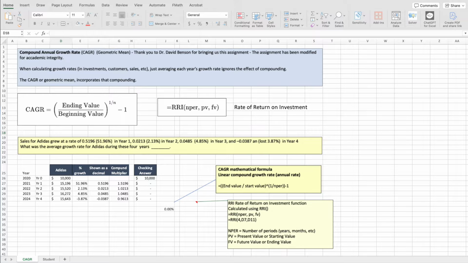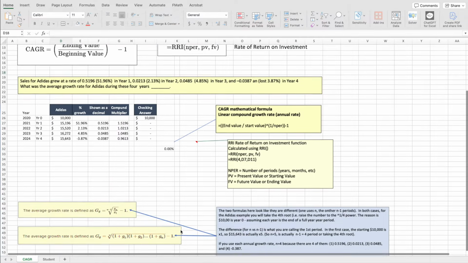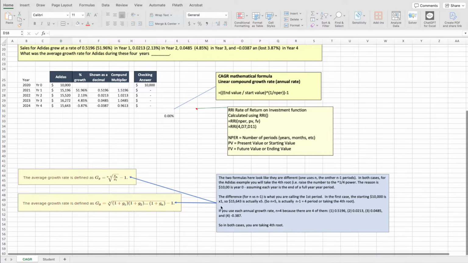We can use what's called the CAGR formula, and there's a couple different ways to calculate that mathematically. I have that down here.